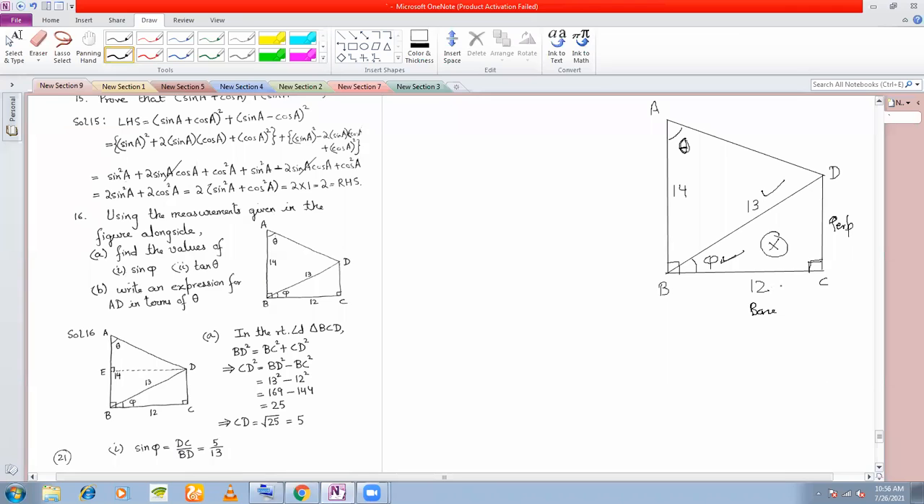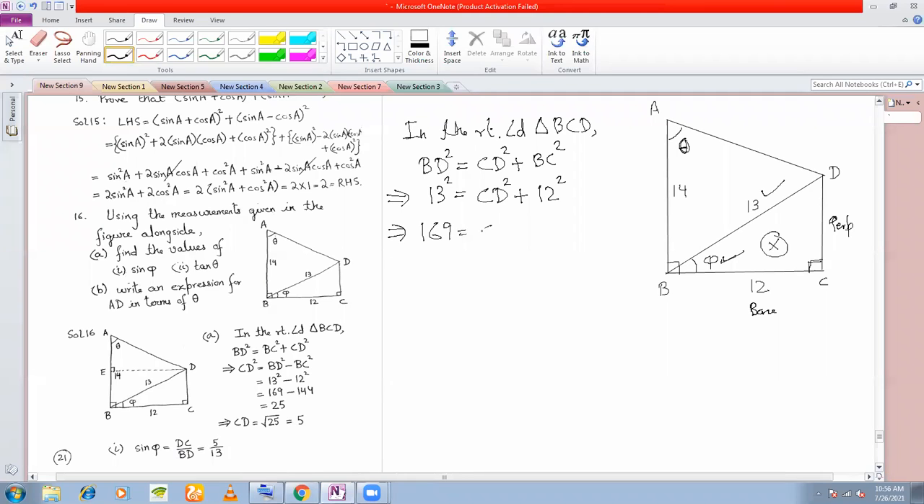But do we know the length of the perpendicular CD? We don't know. So let's find out by Pythagoras theorem. So in the right angle triangle BCD, BD² (hypotenuse square) is equal to CD² (perpendicular square) plus base square. Put the values. BD is 13, so this becomes 13². CD we have to find out, and BC is 12 given. That means 169 is equal to CD² plus 144.